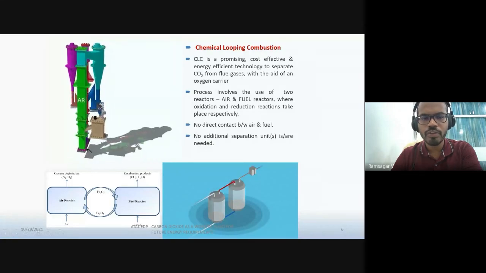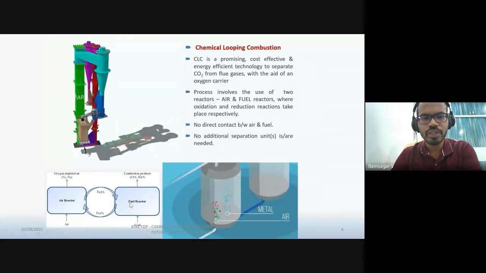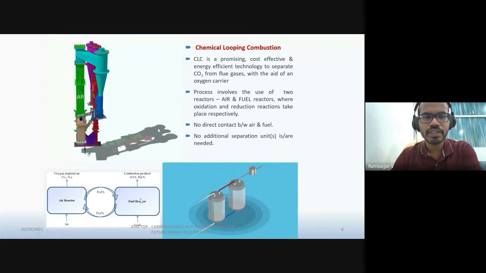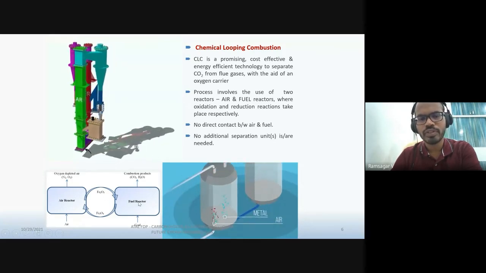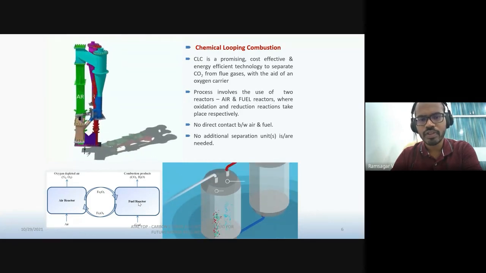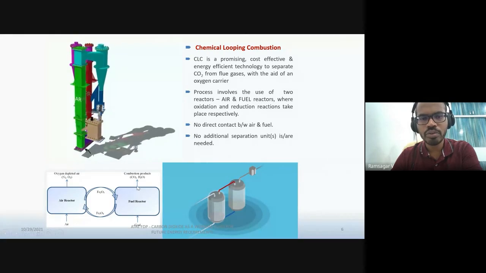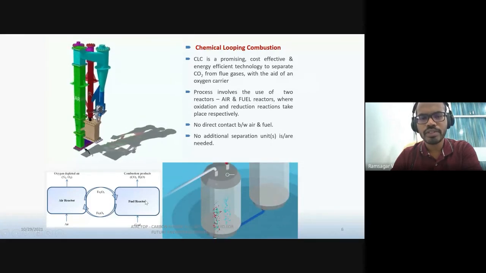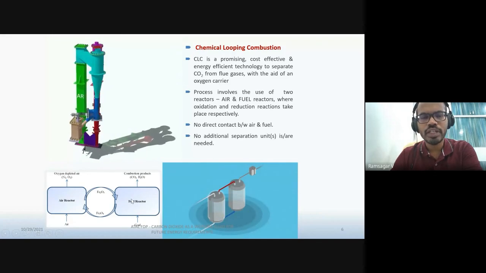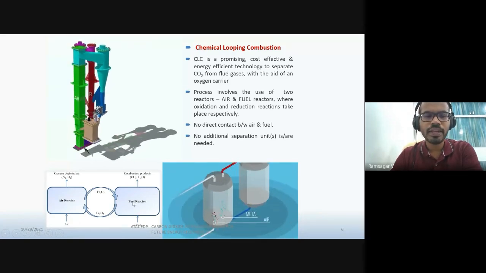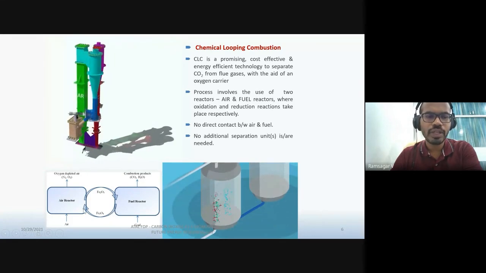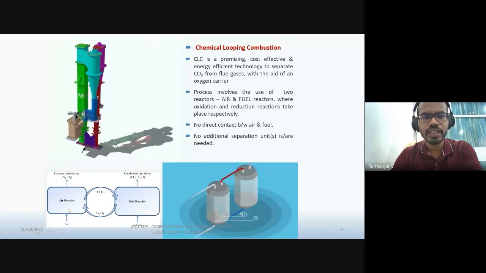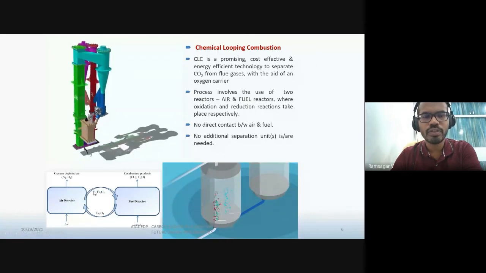Fe2O3 is the actual form of metal oxide. It reacts with biomass, or whatever fuel we are considering, in this fuel reactor, and it supplies oxygen for the combustion process. So the fuel in the presence of oxygen combusts, and you will get only CO2 and H2O, because we are supplying only oxygen by means of reducing the metal oxide. The reduced form of metal oxide is sent to the air reactor, where it reacts with the oxygen present in the air and is again oxidized to Fe2O3.